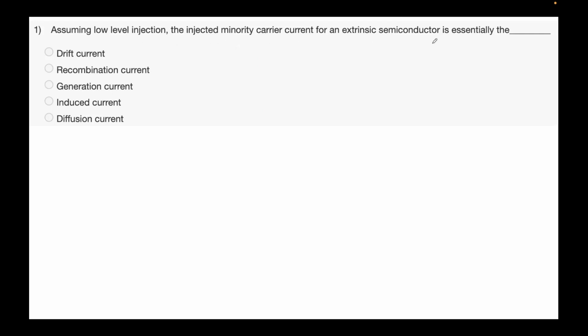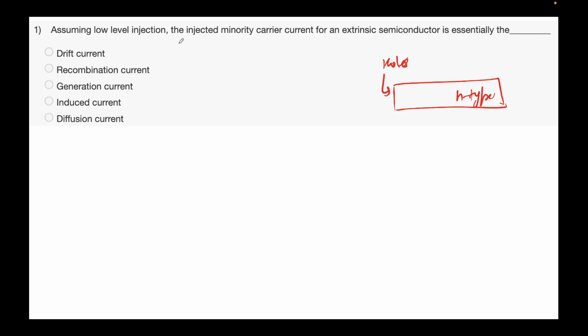carrier current for an extrinsic semiconductor. Let me break it down. This is a semiconductor. Let's say it's an N type extrinsic semiconductor, and we are injecting minority carrier current. So I am injecting holes. This is the minority carrier diffusion equation that we are talking about. The same problem, and it also says low level injection.